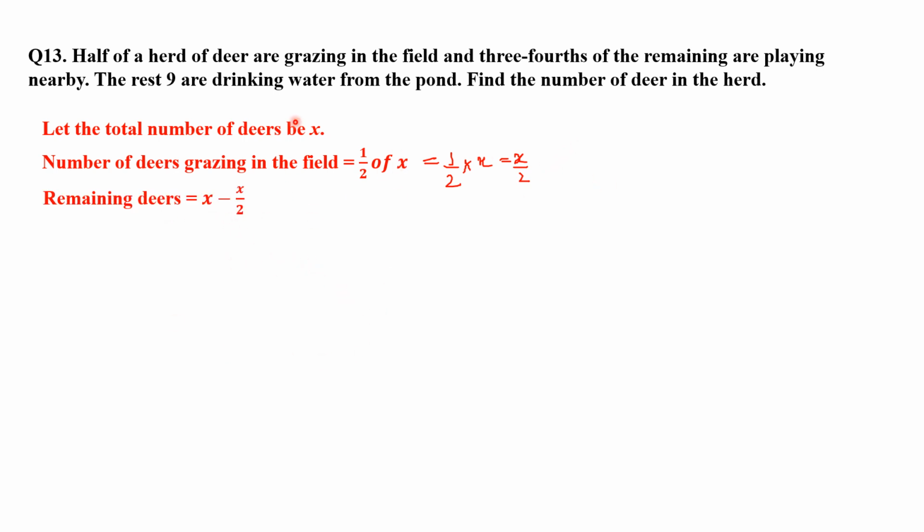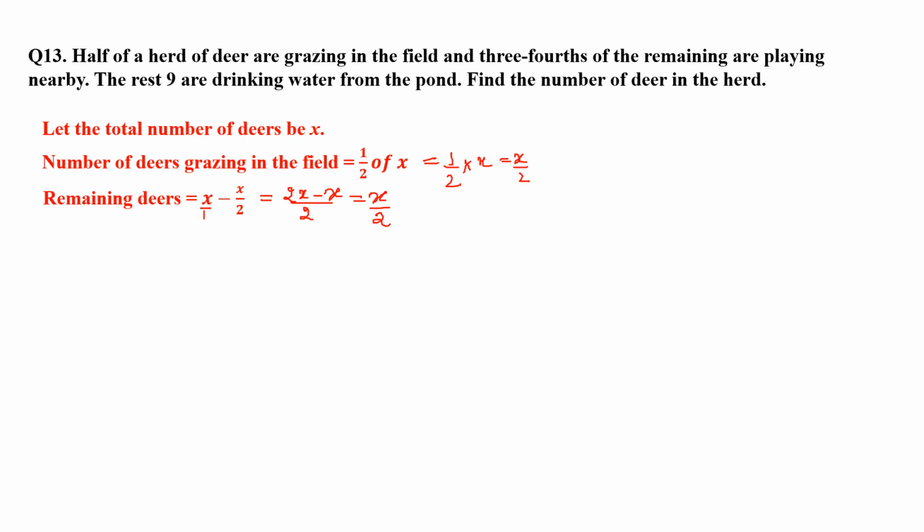So the remaining deer will be the total deer minus the number of deer who are grazing. So from here you have to take the LCM. It is x by 1, so the LCM will be 2. Here you will get 2x minus x, which will give you x by 2. Now the remaining x by 2 are still there.